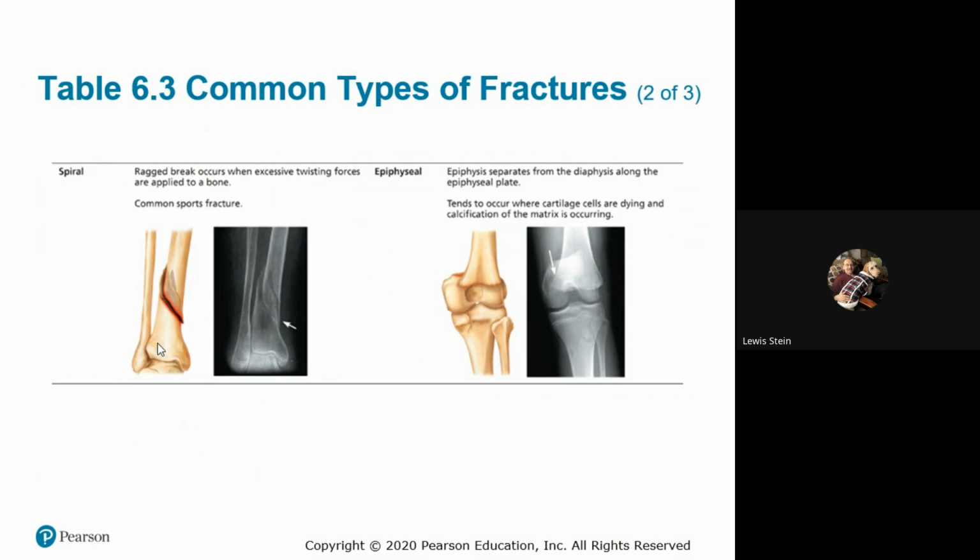It's called Salter-Harris. I'll just draw it for you. And they type these into 5 different problems. Generally, if you look at any of these, generically speaking, this is the joint, so this is cartilage here. A type 1 is just basically fracturing along the epiphyseal plate line.